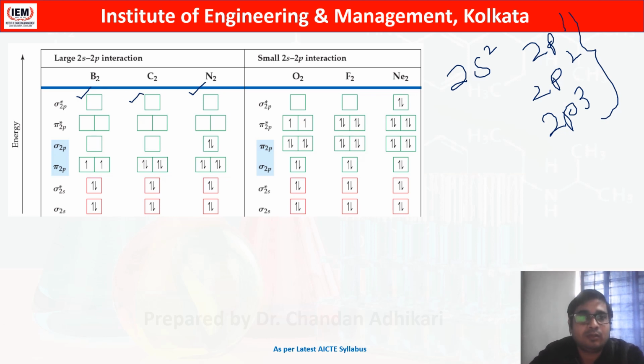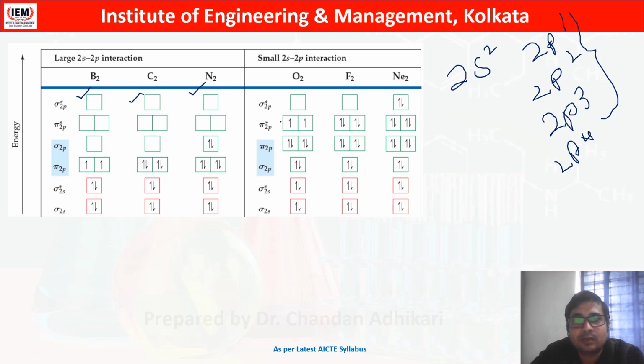Now this will be your boron, carbon and nitrogen. In case of oxygen, fluorine and neon, again the sigma 2s will remain the same, because in case of oxygen your electronic configuration will be 2p4, right. Then for fluorine it will be 2p5 and for neon it will be 2p6. So for oxygen this will be your electronic configuration.